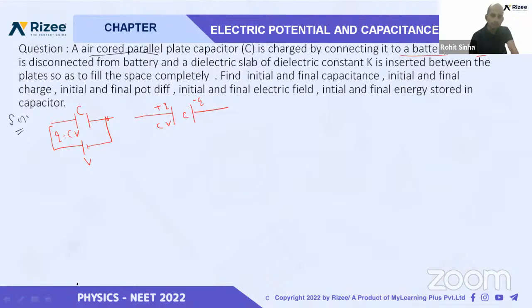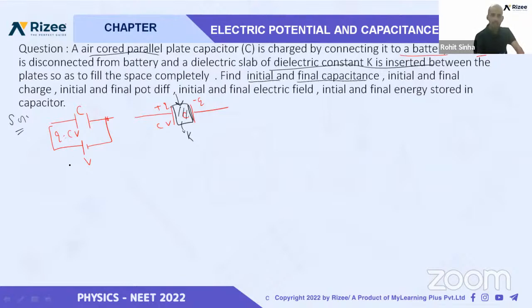Now in the question, it is telling that a dielectric slab is inserted between the plates. A dielectric slab is inserted here like this, and it has dielectric constant K. It is asking what will be the initial and final capacitance.